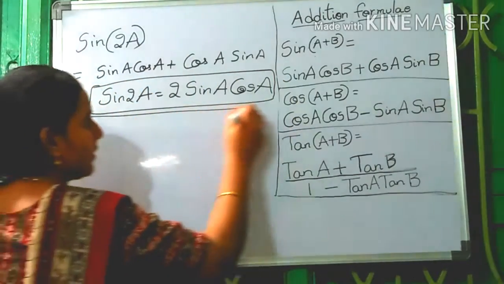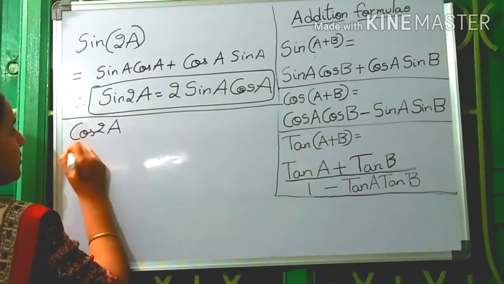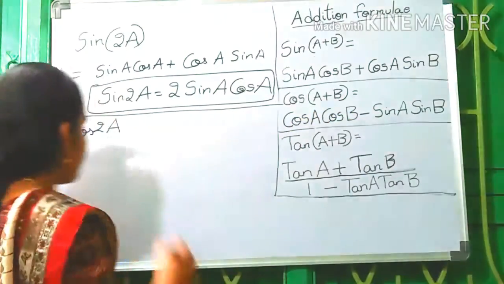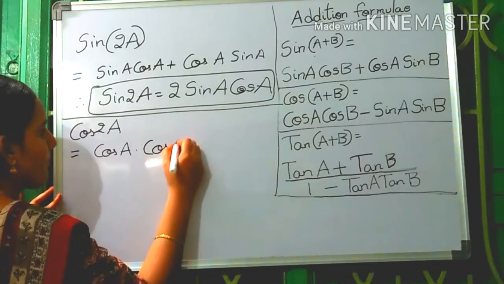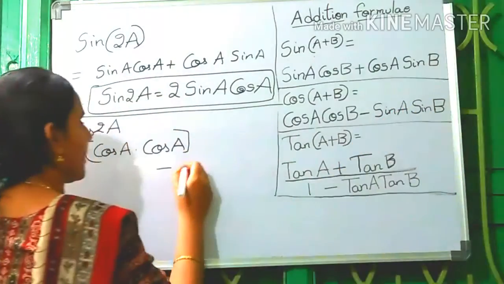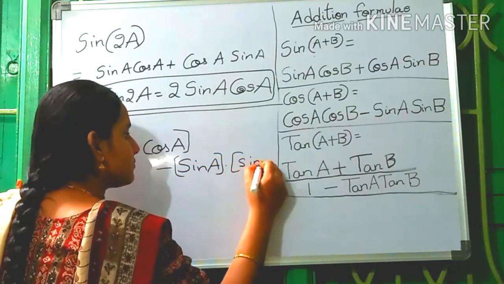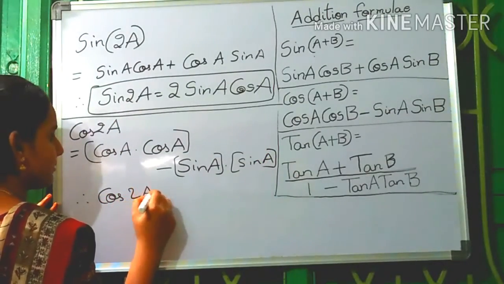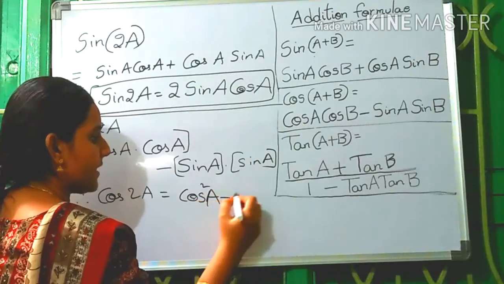And let us find cos 2A. Cos 2A is equal to cos A into cos A, because in place of B also we have to put A, minus sin A into sin A. Therefore, cos 2A is equal to cos square A minus sin square A.